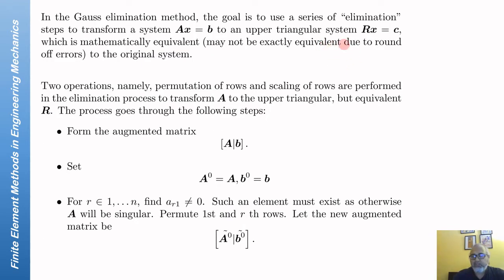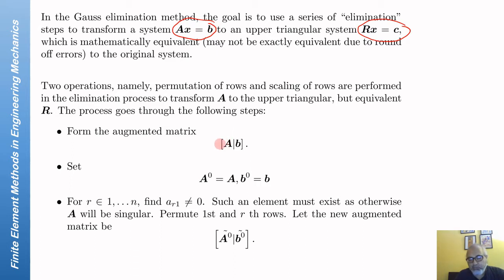Now we start with this original problem, and we are looking at the number of operations that are necessary to get to this upper triangular system. In the process, we will also look at whether the upper triangular system is actually equivalent to the original system. Now, we do the same operations like we saw in the example before. We do the same operations on A as well as on B.